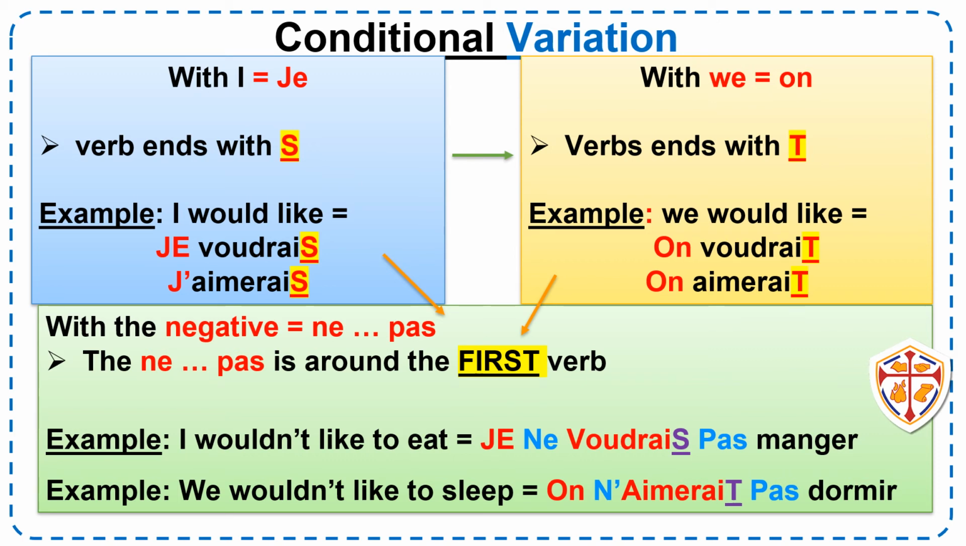Another example, we would not like to sleep, on n'aimerait pas dormir, again, shows that the ne and the pas are around the aimerait. The reason why the first example has a ne and the second example has an n apostrophe is because in the first example, after the ne, the first verb starts with a consonant, which is a V, and the second verb, aimerait, starts with an A, that is a vowel, and we take out the E.